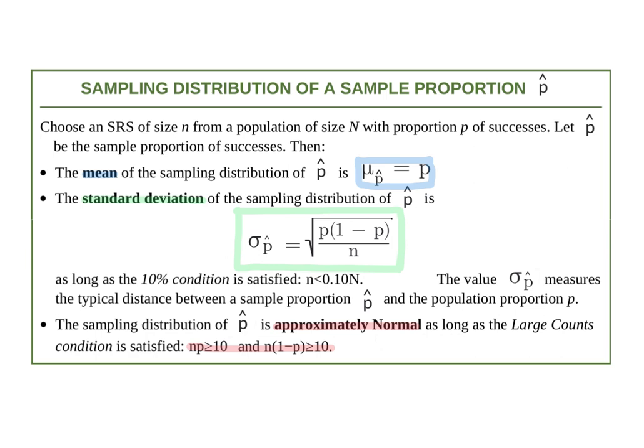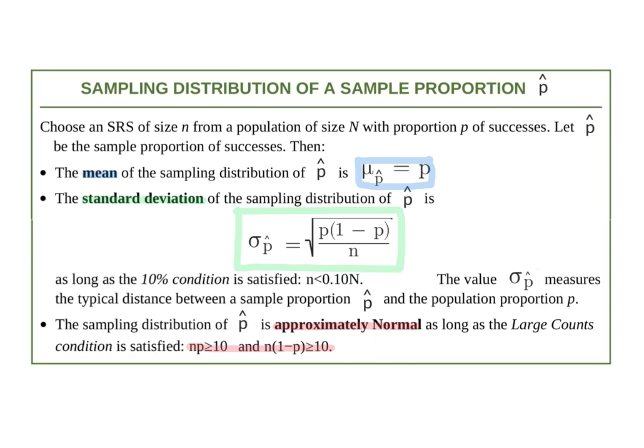So if it's not independent, that standard deviation isn't going to work, as well as if the sample size is too large, so greater than 10% of the actual population, our calculated value of our standard deviation will also be too large. So keep in mind independence and our 10% condition there.